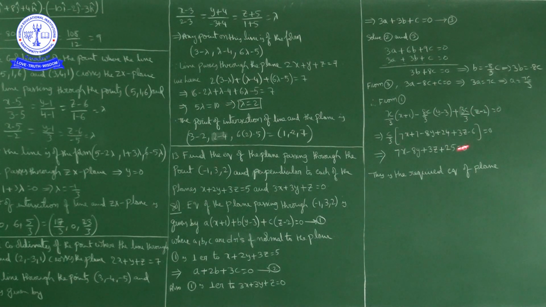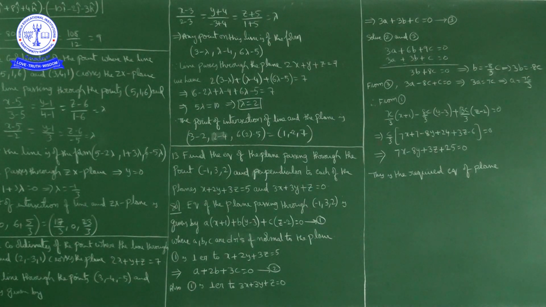But c/3 is non-zero, so the bracket has to be 0. After simplification, we have 7x - 8y + 3z, then 7 + 24 is 31, and 31 - 6 is 25. So 7x - 8y + 3z + 25 = 0. This is the required equation of the plane.